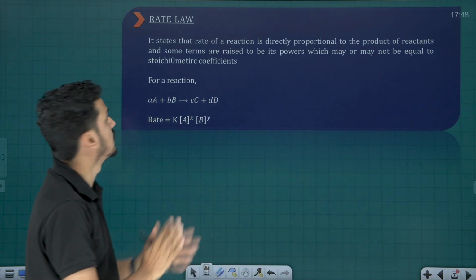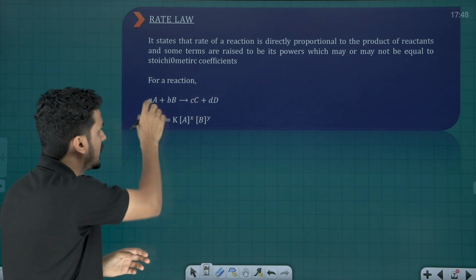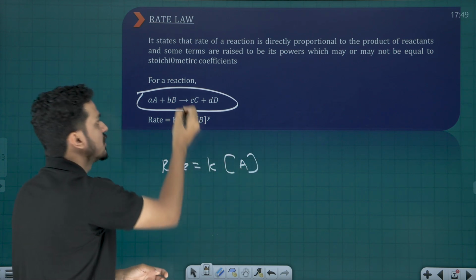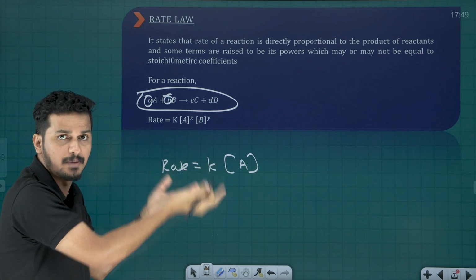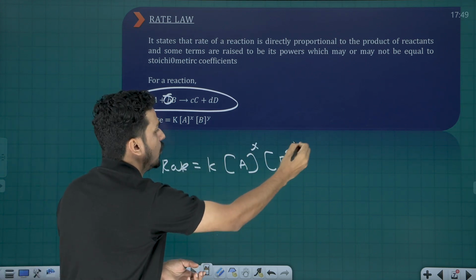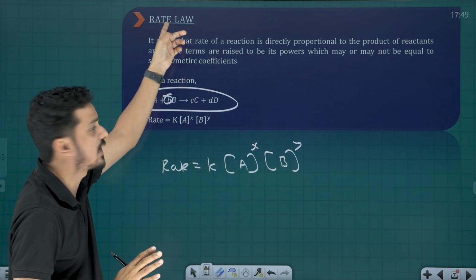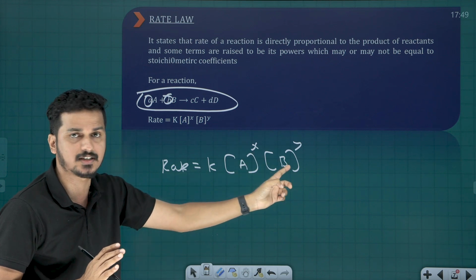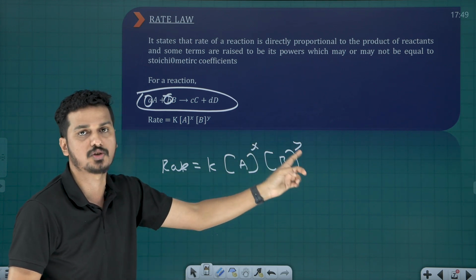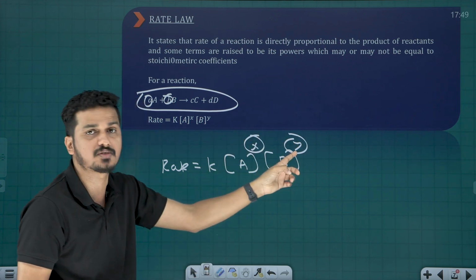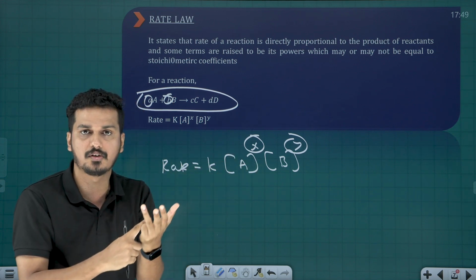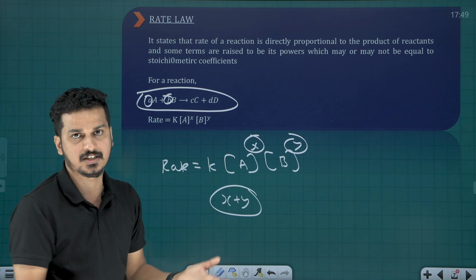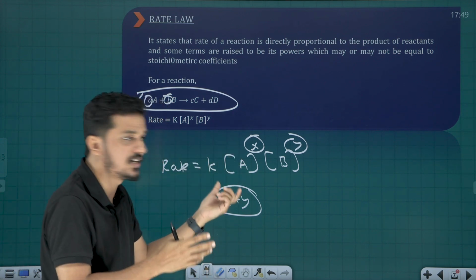Next, remember rate law. If they give a reaction, aA plus bB gives cC plus dD, then the rate law we can write as rate equals k into [A] raised to x, [B] raised to y. The powers need not be the reactant coefficients; x and y may or may not equal the stoichiometric coefficients. This rate law tells how the rate of reaction depends on concentration. The rate of reaction is directly proportional to the product of molar concentrations of reactants raised to some powers, which may or may not equal the stoichiometric coefficients. We cannot tell the values of these powers by looking at the reaction. Either they have to give the reaction mechanism, or we have to conduct an experiment. If they give the experiment, then only we can find out. This x plus y is called the overall order of reaction. That's an experimental quantity. Related questions will come from here.